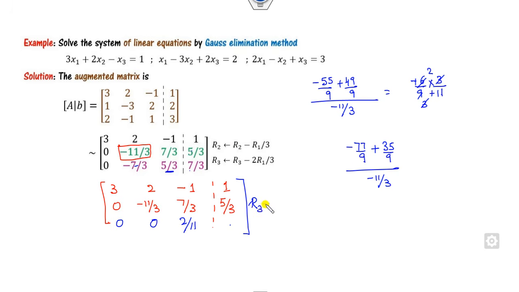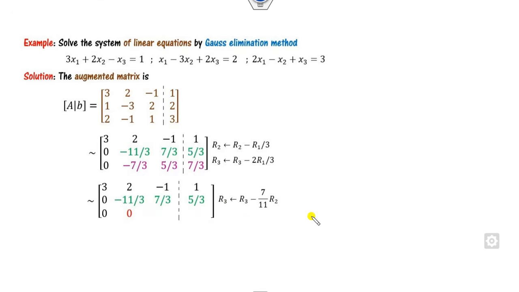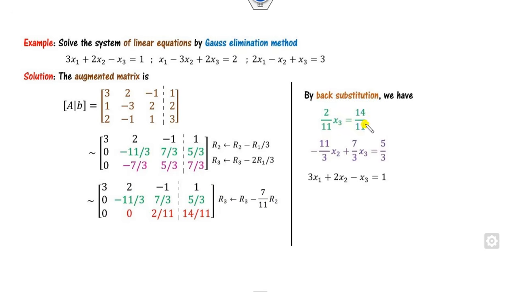Now how do you write this? R3, the box element is R2. So make the ratio of the R2 and R3. What is the opposite ratio of this? It is 7 by 11. So now you can write this value as here. Now the third one is the box element but there is no element below. So you can write this is my x1 column, this is x2, this is my x3. You can write it as a back substitution.